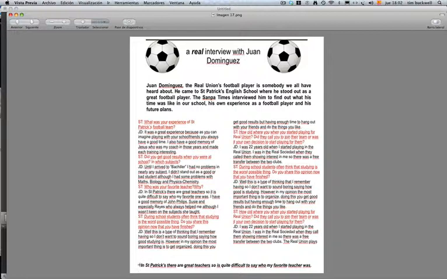That's essentially it. And then, of course, at the bottom, a quotation that is supposed to attract the reader. In St Patrick's, they're a great teacher, so it's quite difficult to say who my favourite teacher was. Good grief. That's an interesting thing to say, not something you'd expect from a student. So I'm going to read this interview. Okay, that's essentially it, and that's what I'm looking for.